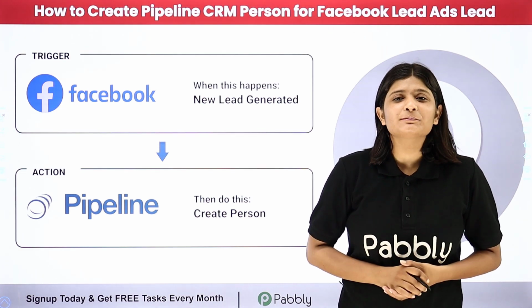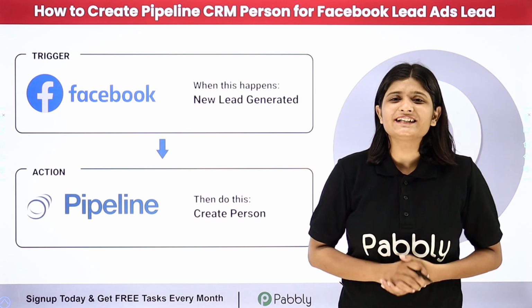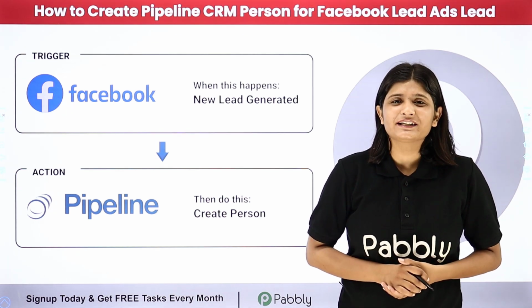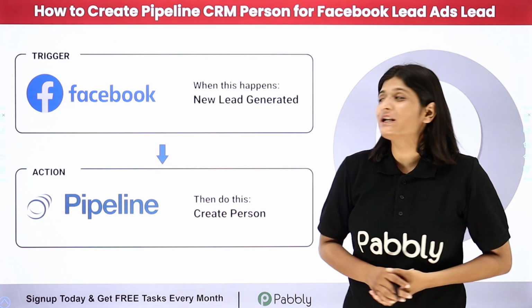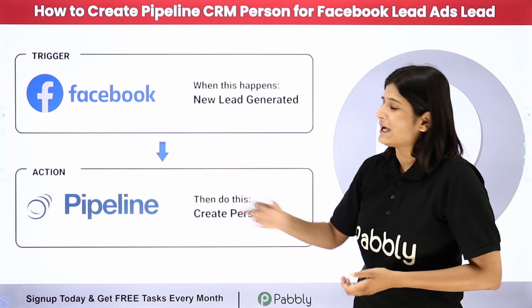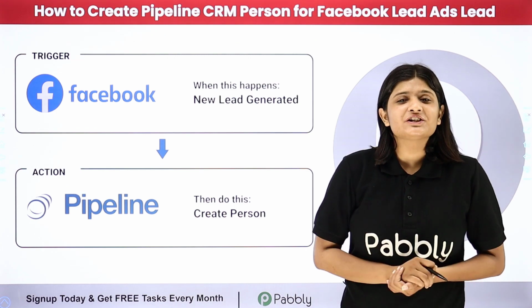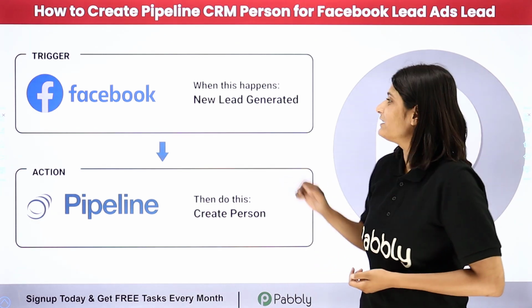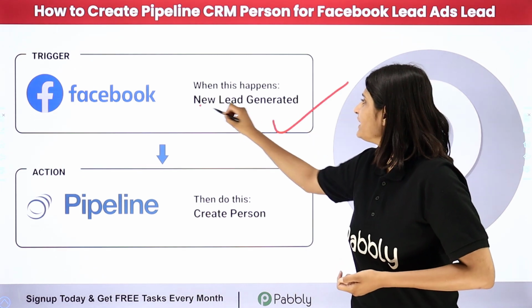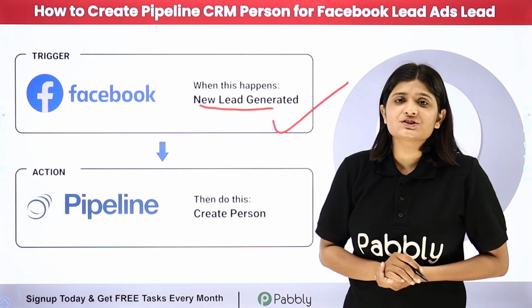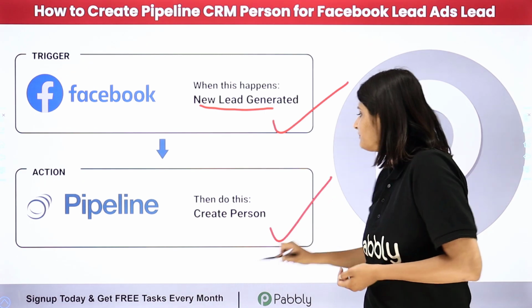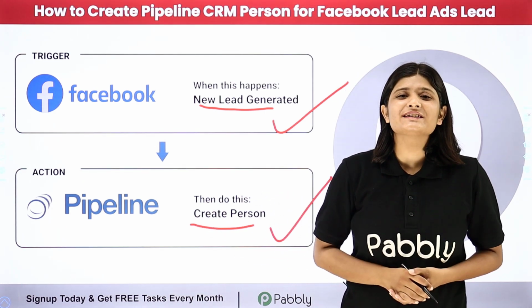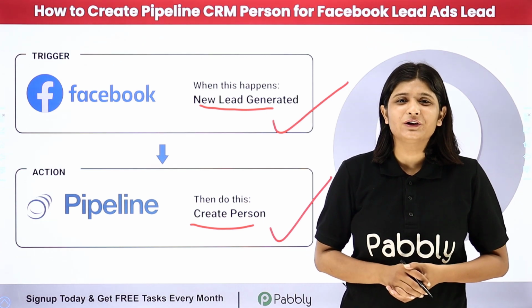I can do this with the help of Pabbly Connect. Pabbly Connect is an amazing automation and integration software which requires no coding or programming skills. I just need to build a connection between Facebook Lead Ads and Pipeline CRM. Pabbly Connect runs on two principles, which are triggers and actions. Here, as my trigger application, I will take Facebook Lead Ads where the new lead will be generated, and in my action application, I will take Pipeline CRM where the person will be created automatically. If you want to learn this amazing automation step by step, let me take you all to my screen.